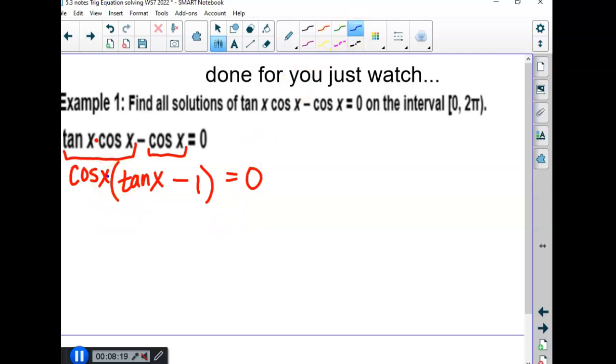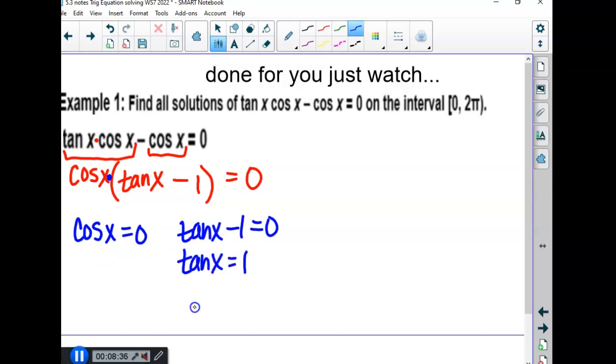Now we have two things that multiply to make 0, so we do the whole take your turn being equal to 0. Either this one is 0 or this one equals 0. All right, and this we would solve and say the tangent is 1.